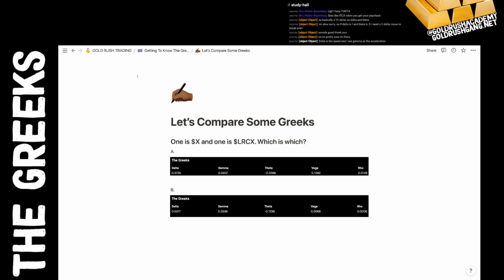First one. One of these is X, US Steel, and one of these is Lam Research, LRCX. Which is which? Frank and S, I don't want you guys to contribute. And I almost don't want BT to contribute, because she's a monster. But one of these is X and one of these is LRCX. So which is which?